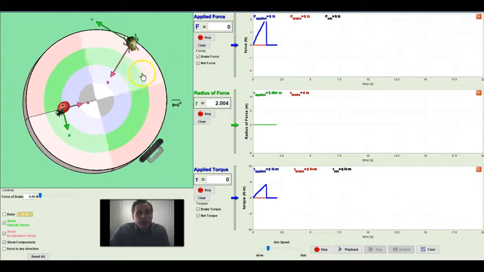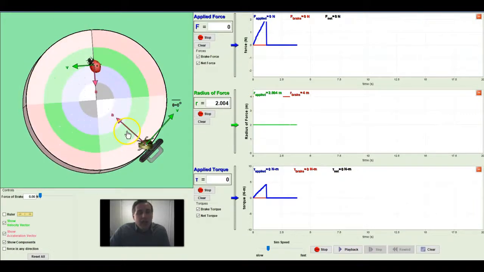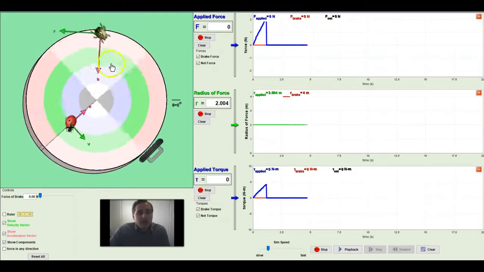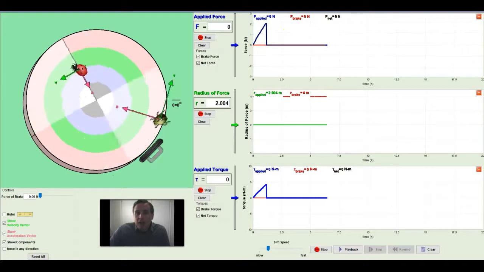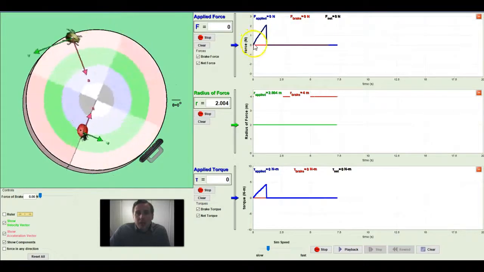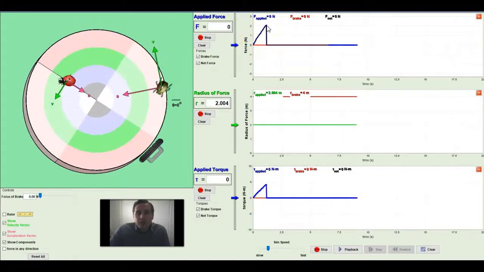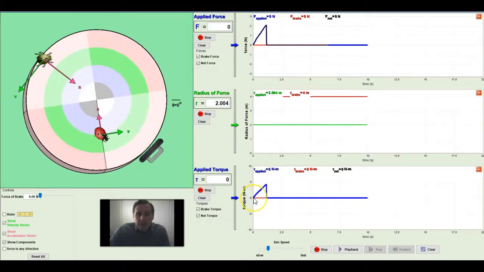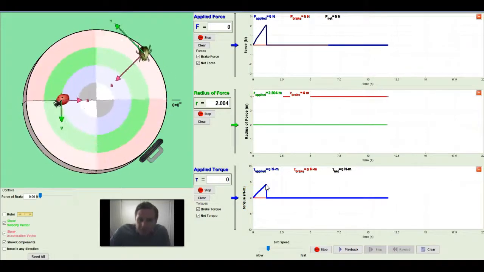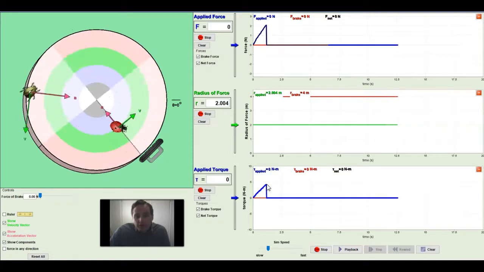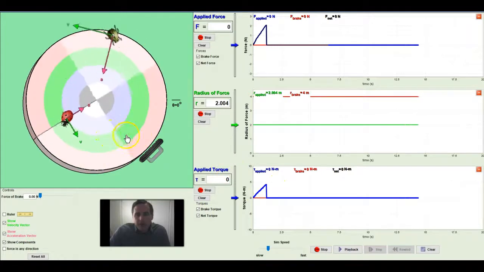Okay, so hopefully you saw that the acceleration was a combination of centripetal and tangential. Let's go ahead and take a look at the graphs for now. Notice that the force was constantly increasing from 0 to 2 newtons, and the torque was approximately increasing from 0 to 4 newton meters. Why is that? Because that's 2 newtons times 2 meters for the radius.